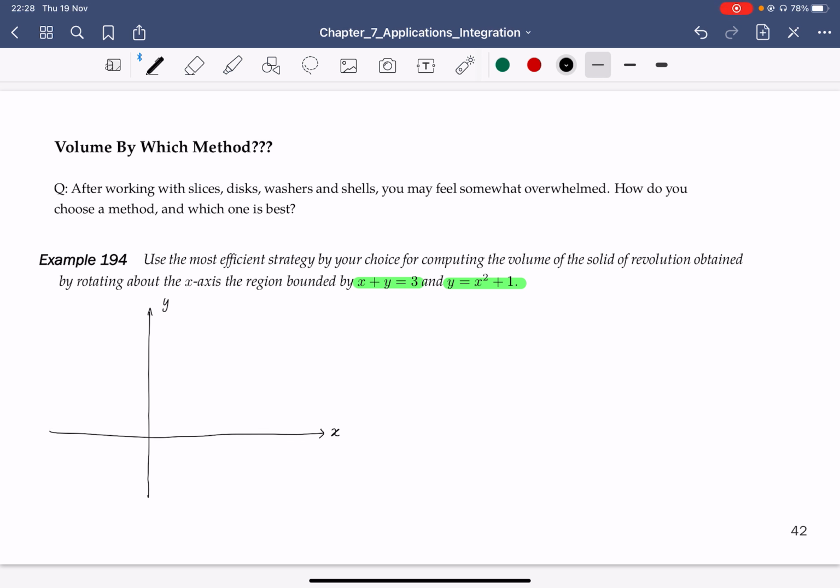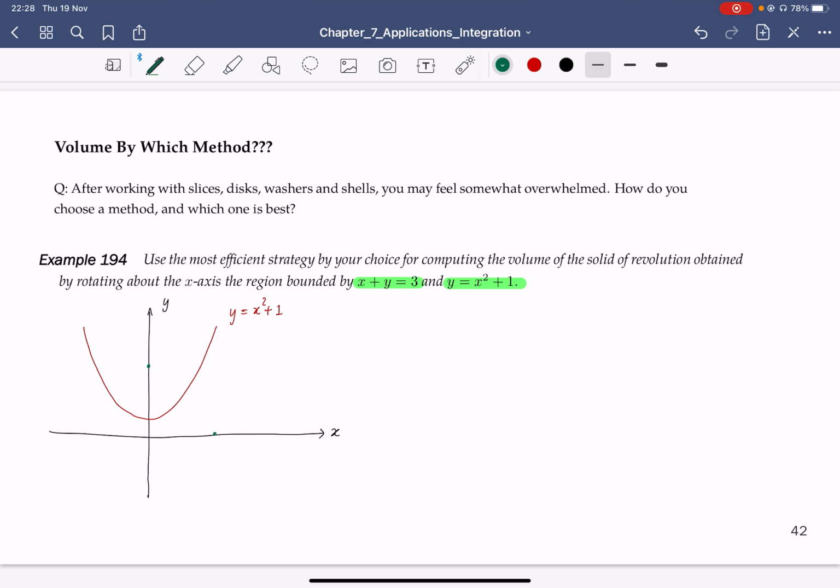X-axis and y-axis, good. Now we're gonna plot y equal to x squared plus 1. So this is just a parabola shifted up 1 unit. That is easy. Alright, now we're gonna look at x plus y equal to 3. This is going to be our line. It's just the line passing through the points, the intercepts are going to be (3, 0) and (0, 3).